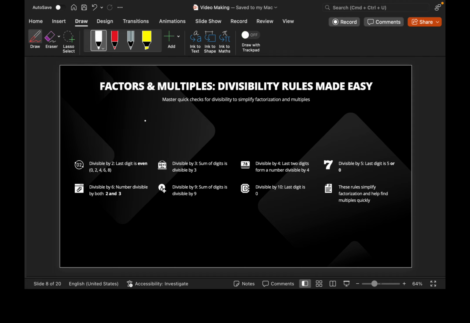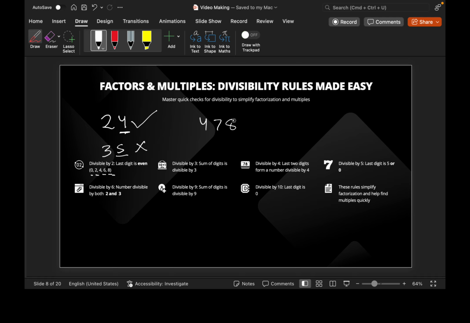First one is to check if a number is divisible by 2. Let's take an example of 24. How do we know if it's divisible by 2? Just look at the last digit. If the last digit is even, which means 0, 2, 4, 6 or 8, that means that it is divisible. If it's not, for example 35, then it is not divisible. No matter how big the number is, all you have to do is look at the last digit.